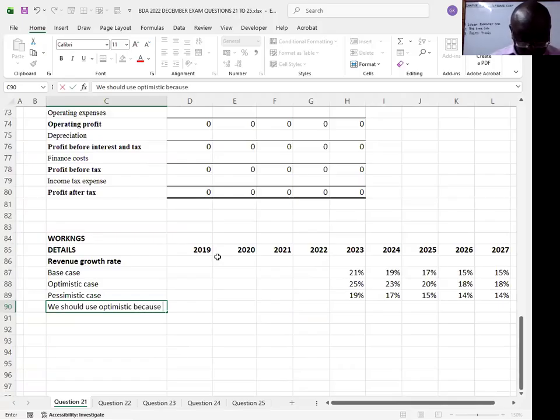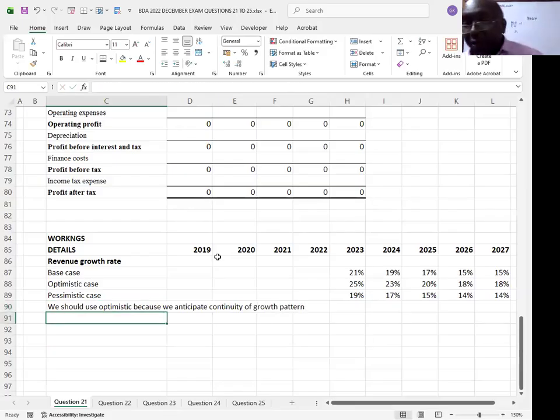Because we anticipate continuity of growth pattern. Yeah. So that is one of the rationale you can use.